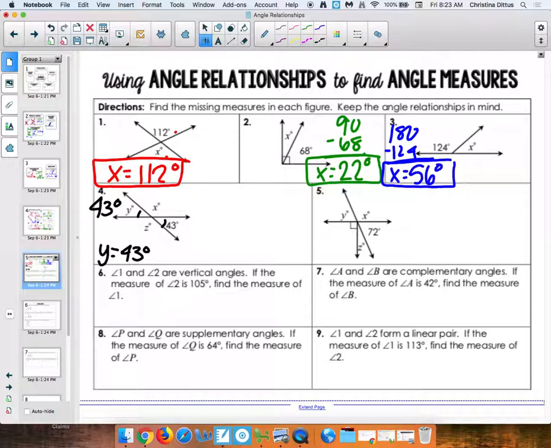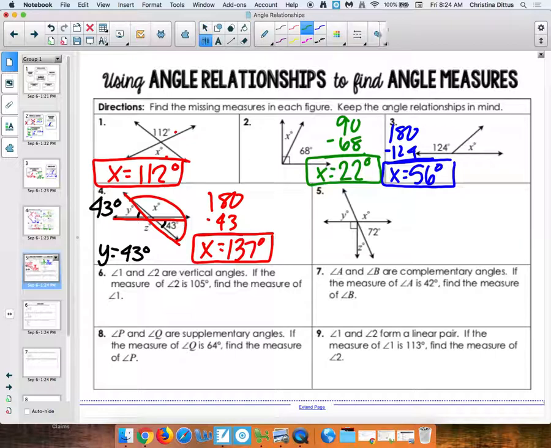How can I find x? Just subtract 43 from 180. Good. You can use this line or this line. Either way, I know lines are 180 degrees. So subtract 43 from that. So x is how much? 137? Which means z is 137. Why? What do I know about these angles? Vertical. Awesome. So z is also 137 degrees.